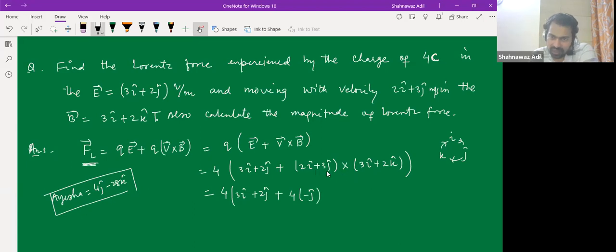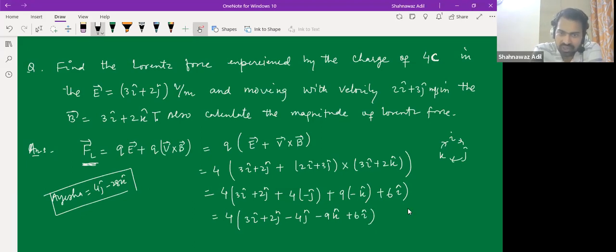And then we have 3J and 3I, so this is 9, and J cross I is minus K. And then what do we have? 3J and 2K, which is 6, and J cross K is I. So this is I. Right, so we have these ones. So this is 4. This is 3I plus 2J minus 4J minus 9K plus 6.